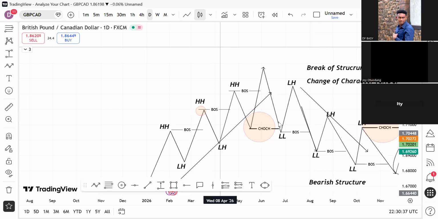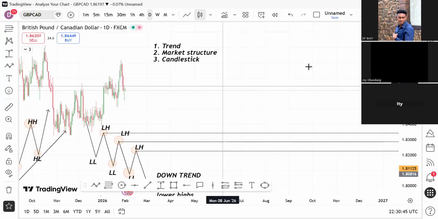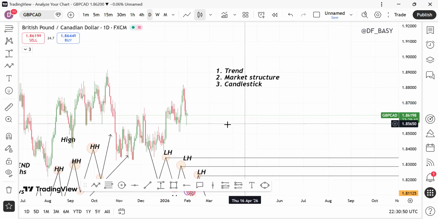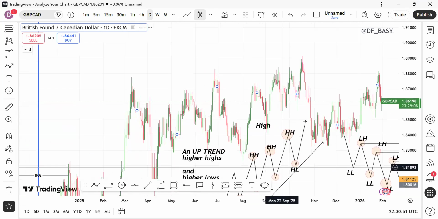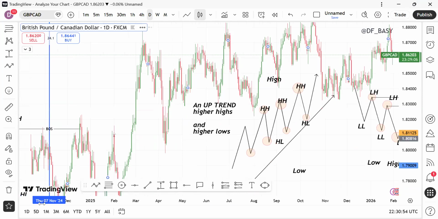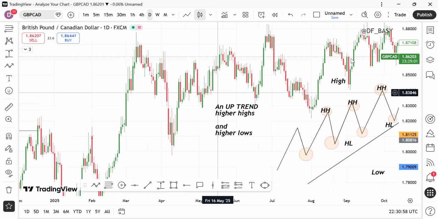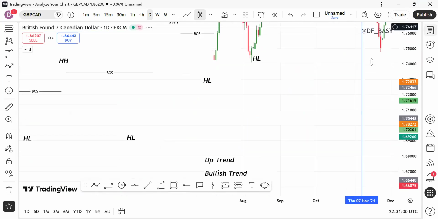So now moving on to candlesticks. I want to show you guys the candlestick in the market, in your TradingView. This is the candlestick. Let me zoom in somewhere.